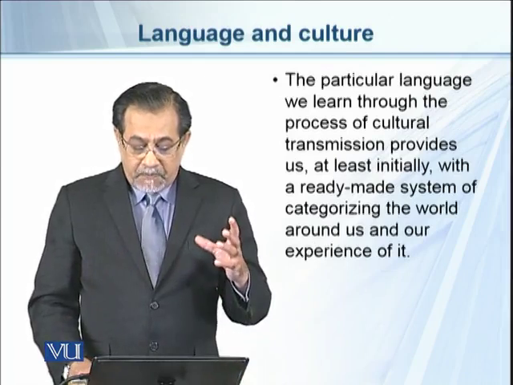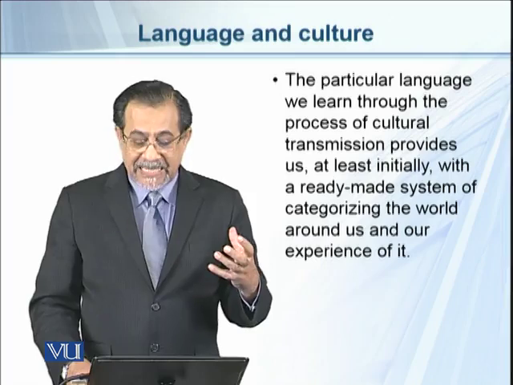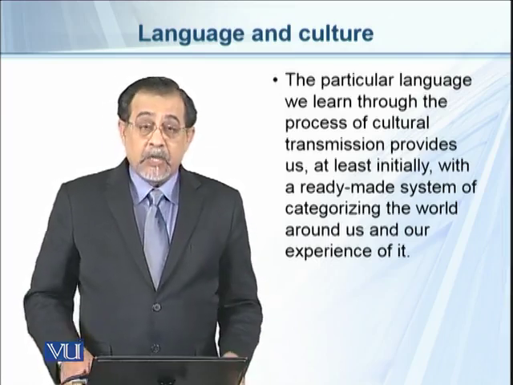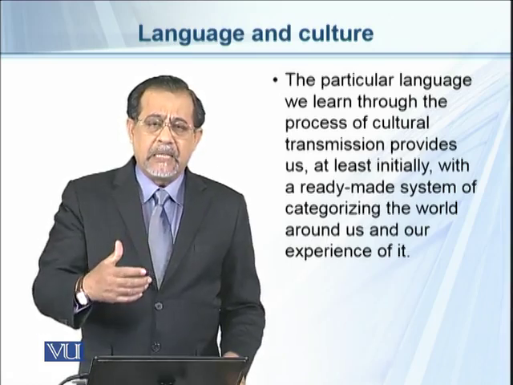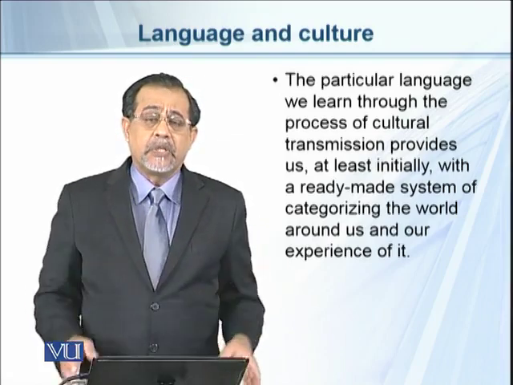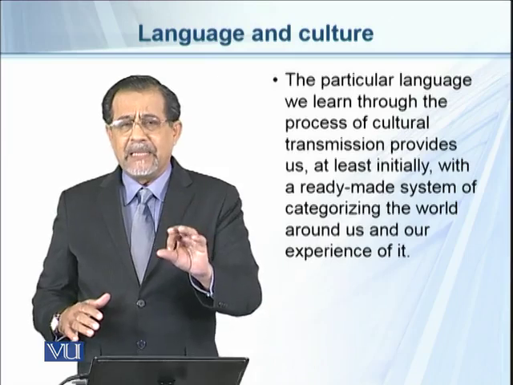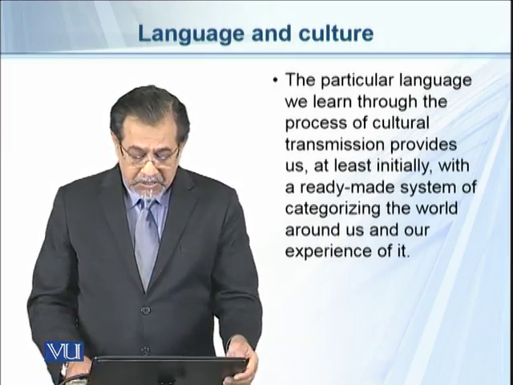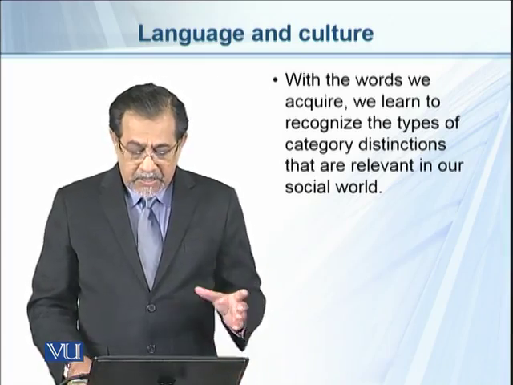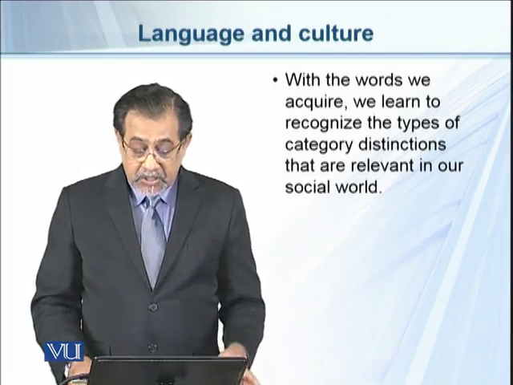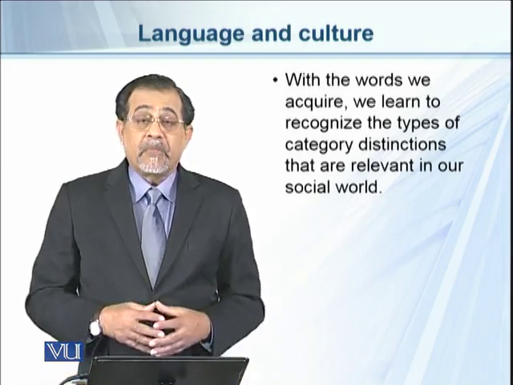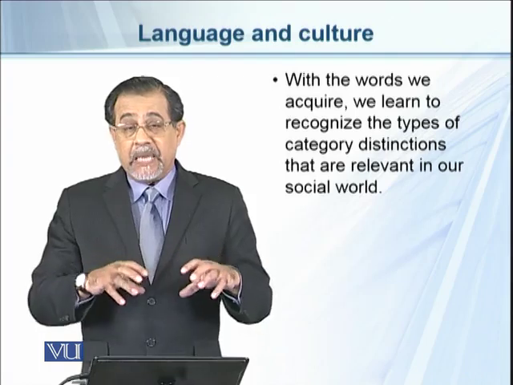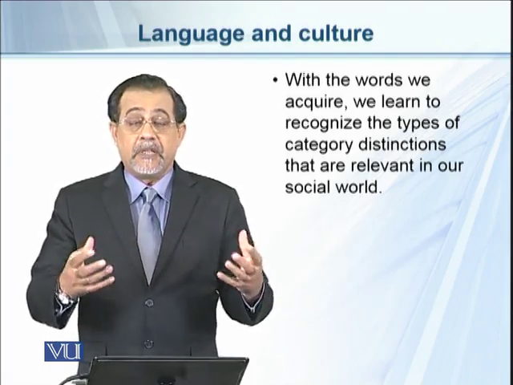The particular language we learn through the process of cultural transmission provides us, at least initially, with a ready-made system of categorizing the world around us and our experience of it. So, with the help of words, we start learning a language, and through language, we start learning the culture. In the very initial stage, we know about the categories through learning language, but we may not be able to make a distinction between the categories. For example, with the words we acquire, we learn to recognize the category distinctions that are relevant in our social world. So, with words, we learn about our culture, and we are able to make a distinction among different categories that we learn through language.